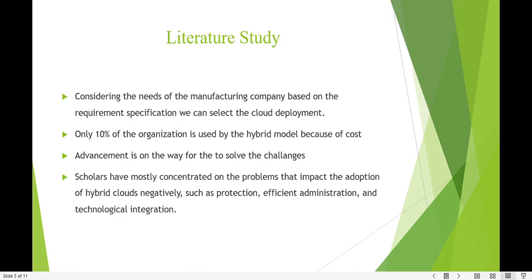Okay, this is the literature study considering the manufacturing requirement with the specific cloud. Only 10% of organizations are using the cloud with the hybrid model because of the cost. And this cost plays a major role, as we discussed earlier in the PPTs as well. Advancement is a way to resolve the challenges, and the scholars have the most concern about the problems that will impact the adoption of the hybrid cloud, such as production efficiency, administration, and technology integration.